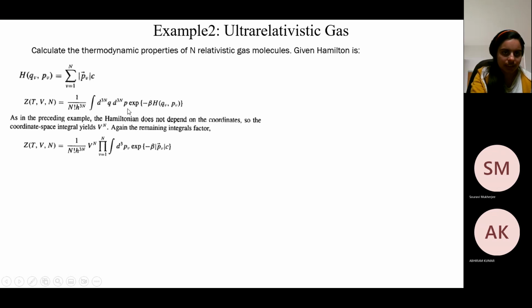Here you can see that initially the integration was over d to the power 3n, because there were 3n momentum coordinates. For each particle 3, and then there are n, so 3n. But then what we see here is that the Hamiltonian depends on the magnitude of the momentum. So what we do therefore is go to spherical coordinates, and there the product goes from nu equal to 1 to n, because now for each particle we will use spherical coordinates. Is this clear, how you get from here to here?